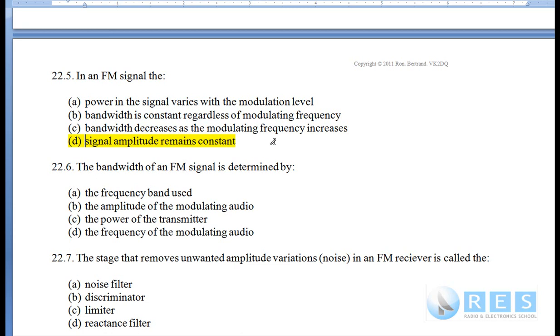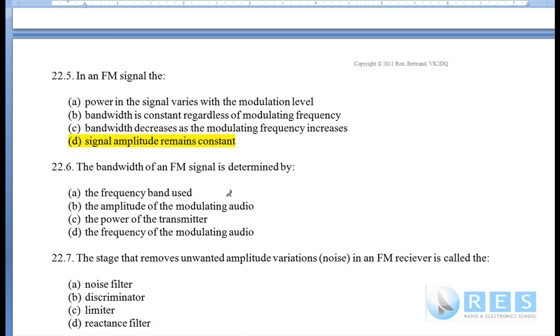If there is any change in amplitude, it occurs after the signal leaves the transmitter, and that's noise, and in the receiver that noise is removed from the amplitude of the signal by a limiter. When we get noise on an AM signal, we can't remove it because the information, the intelligence, is in the noise. So that's the advantage of FM. Most noise is amplitude modulated, and we can remove that noise in an FM receiver.